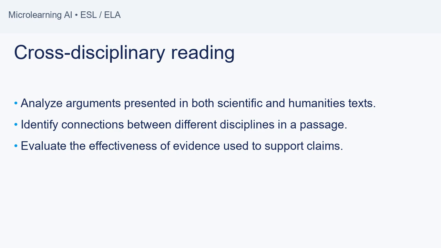SAT reading, cross-disciplinary reading. Analyze arguments presented in both scientific and humanities texts. Identify connections between different disciplines in a passage. Evaluate the effectiveness of evidence used to support claims.